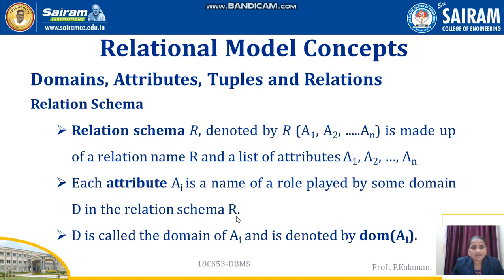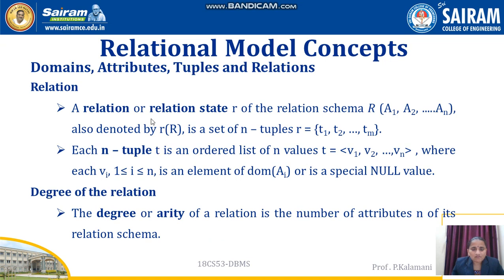Now we will define what is meant by relation schema. So relation schema, already we have seen, we are going to call R of A1, A2, ..., An. The attribute Ai is represented as an attribute, and the domain of Ai represents the domain of the attribute Ai, written DOM of Ai.